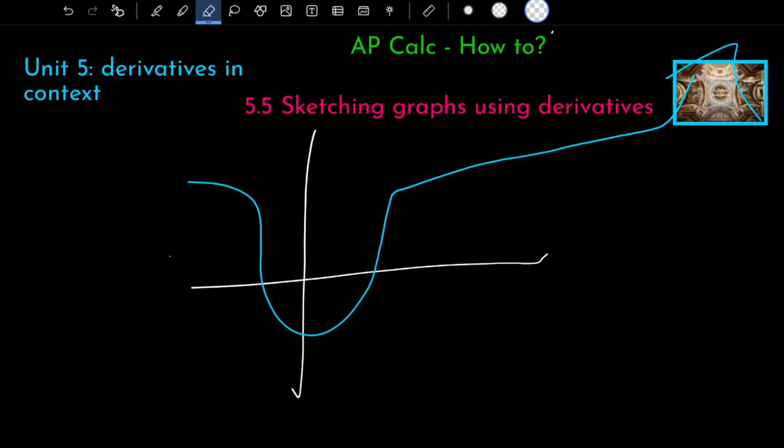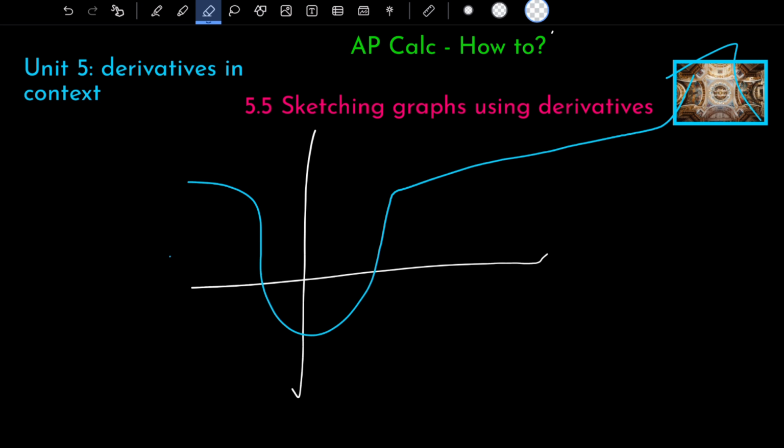Anyways, here's the game plan for sketching graphs using derivatives. We're going to use f prime of x to find where f is increasing or decreasing, and where extrema occur. Use f double prime of x to find concavity and points of inflection, and sketch based on shape, not just points. Your challenges are to sketch graphs, analyze functions, and determine extrema.